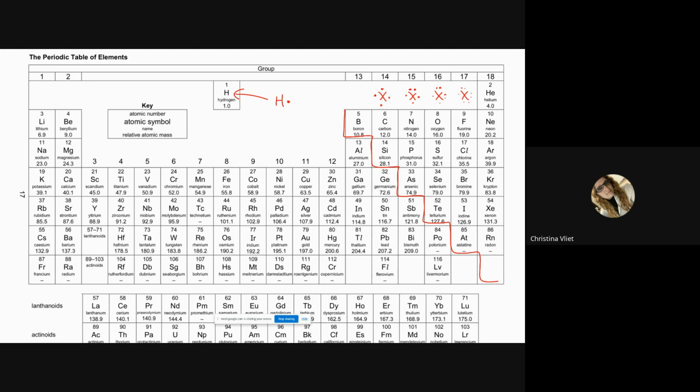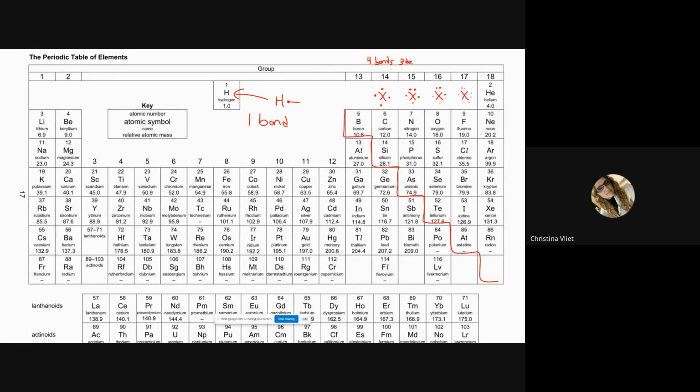How many bonds can hydrogen make? 1 bond. Because it can only make 1 connection and its max is out at 2, right? How many bonds can everything in group 14 technically make? 4. So you should note that. Everything that's in group 14 can make 4 covalent bonds. It's got 4 single electrons. What about group 15? 3. So it's a single electron.